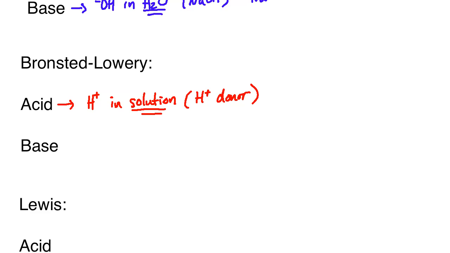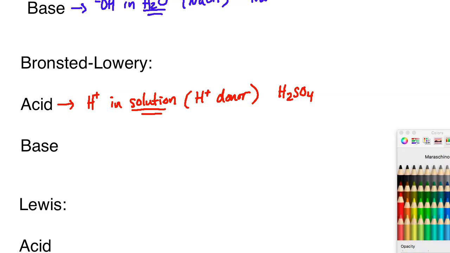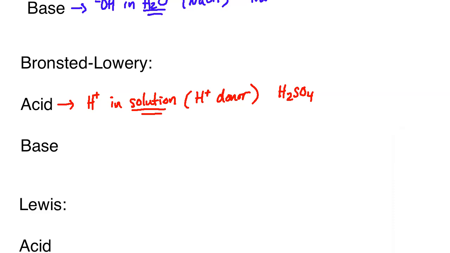Okay, so when we take a look at an example here, not to reuse HCl, it would be H2SO4. Now, H2SO4 would also meet the Arrhenius definition. However, it is going to meet the Bronsted-Lowry definition as well.